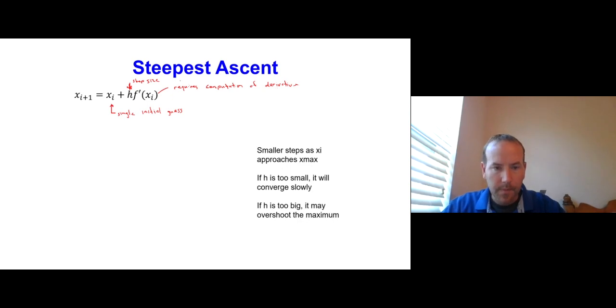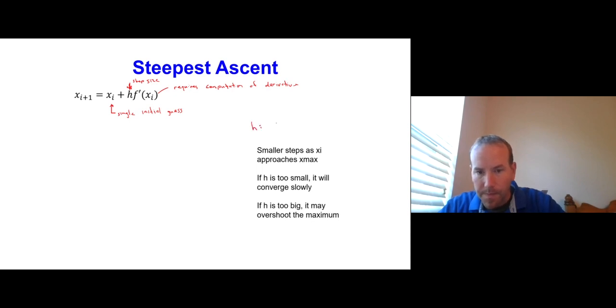Okay. And so what this method looks like is that you have a single parameter h that you'll have to specify. And it's not always clear what the best h would be, but we'll discuss the implications of that in just a second.